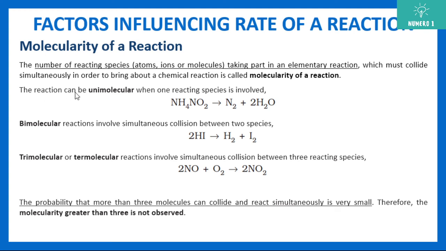Okay. For example, here we have an example of a unimolecular reaction. So that is only one molecule gives you the final product. Bimolecular reaction, you see two HI are reacting to give H2 plus I2. So here the molecularity is 2. If we talk about trimolecular reactions, you see that 2NO plus O2 gives you 2NO2. So these three molecules are reacting simultaneously.